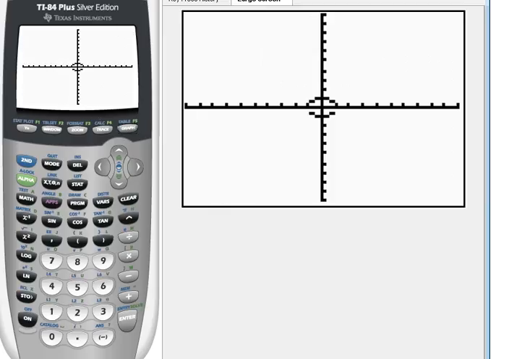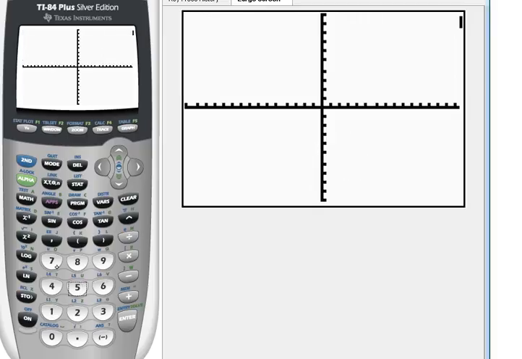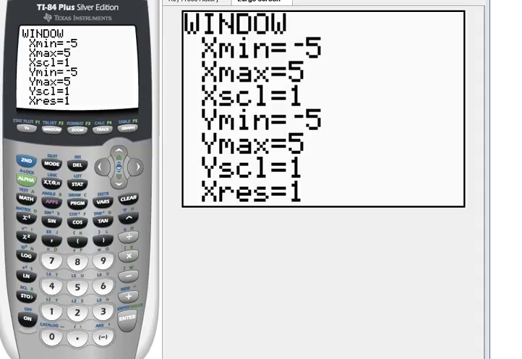Now actually, when you're doing a circle, it's best that you zoom square, which is 5, and you get a little bit better graph. And if we were to change the window size, it would be even better. And so I changed to -5 to 5 for x, -5 to 5 for y, and then I zoom square.